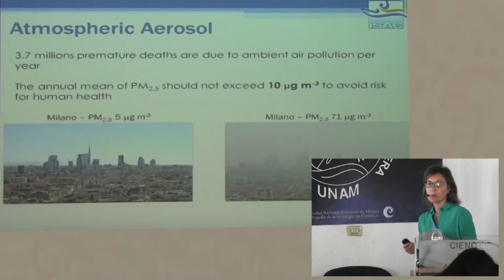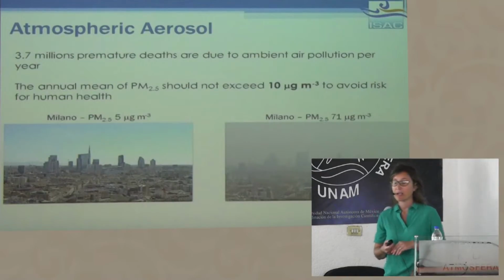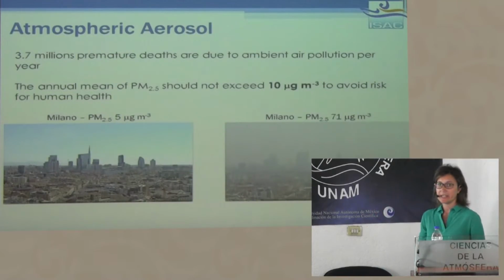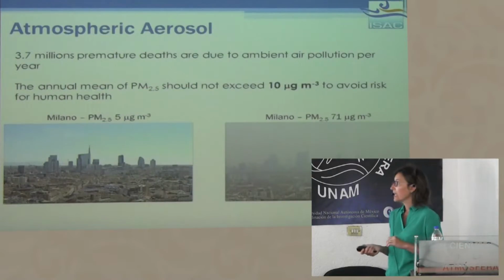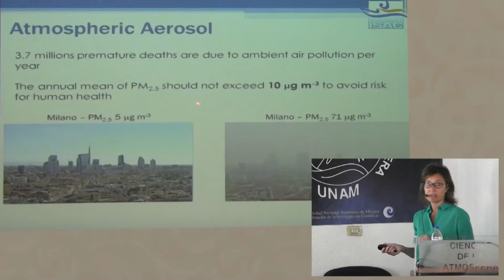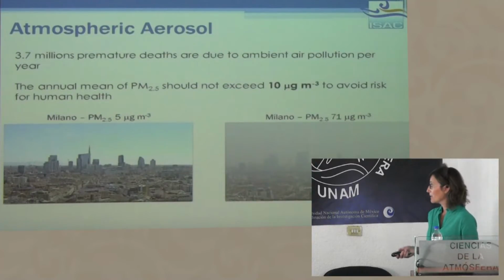Atmospheric aerosol is also important for the impact on human health. In fact, the World Health Organization calculated that every year about 3.7 million premature deaths can be attributed to exposure to air pollution. The annual mean concentration of PM 2.5 that should not be exceeded in order to avoid damage to human health is 10 micrograms per cubic meter, according to the World Health Organization. So you can see here that we can actually be much, much higher than that.